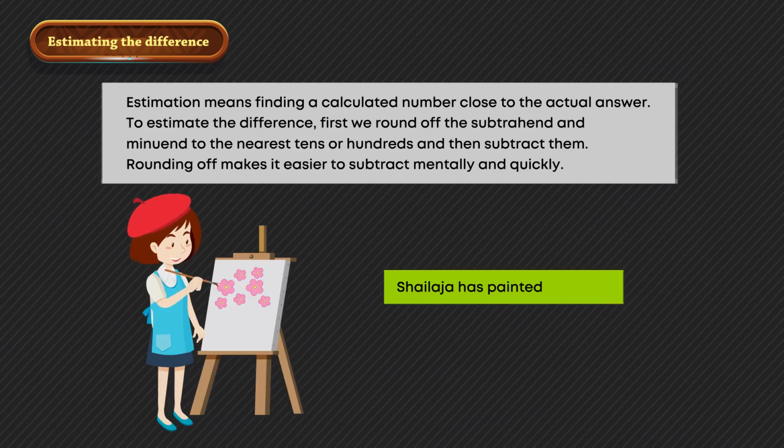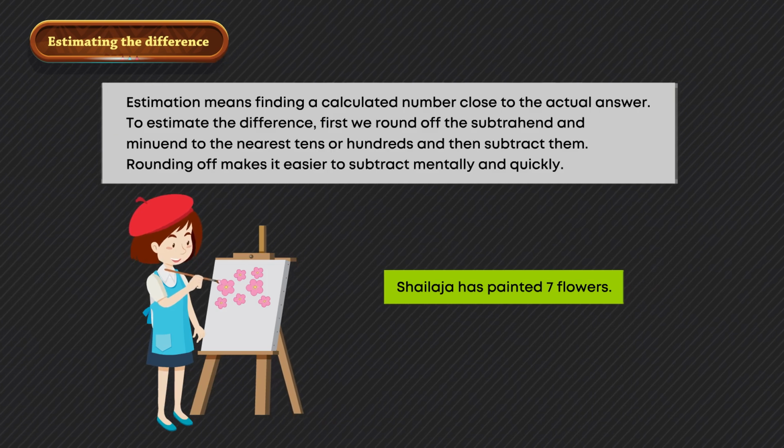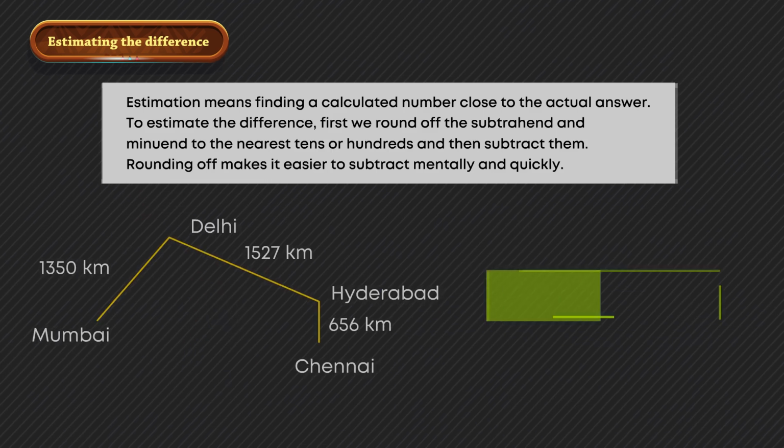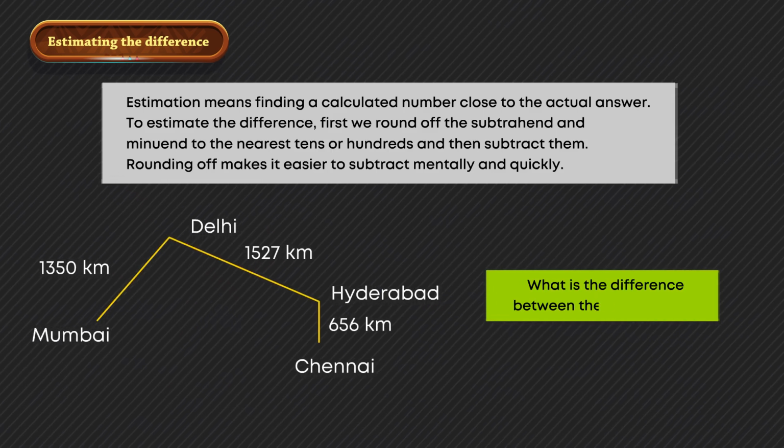Shelja has painted 7 flowers. How many more should she paint to get 20 in all? What is the difference between these distances?